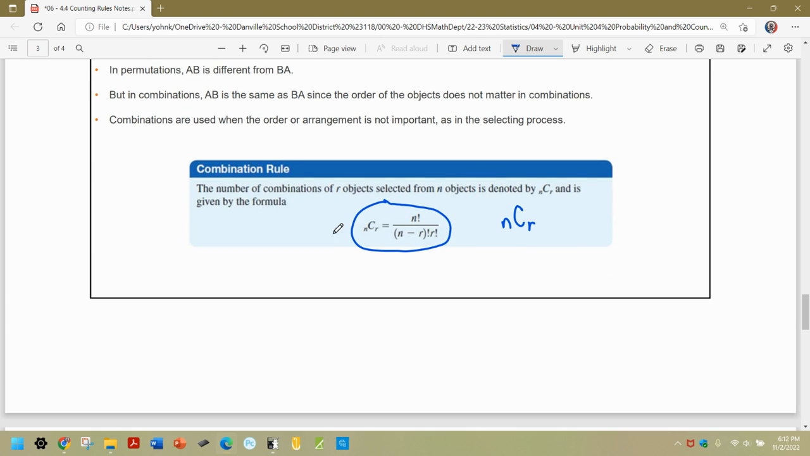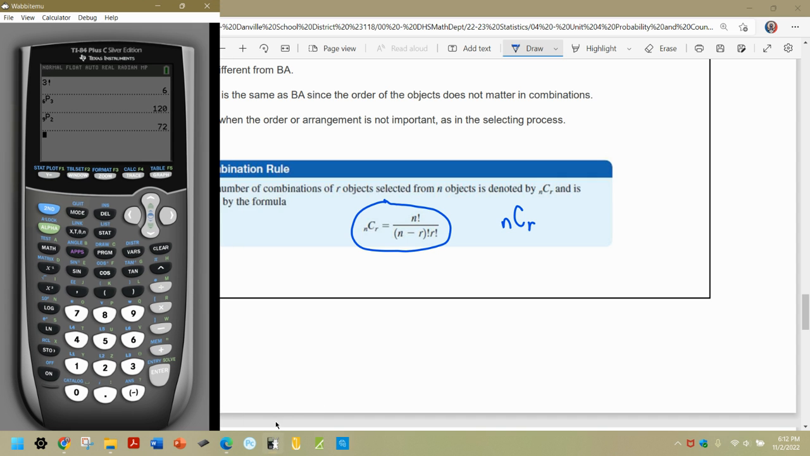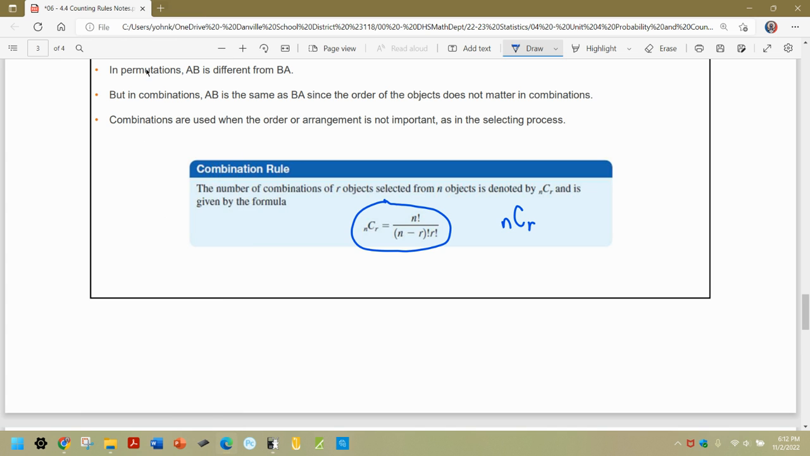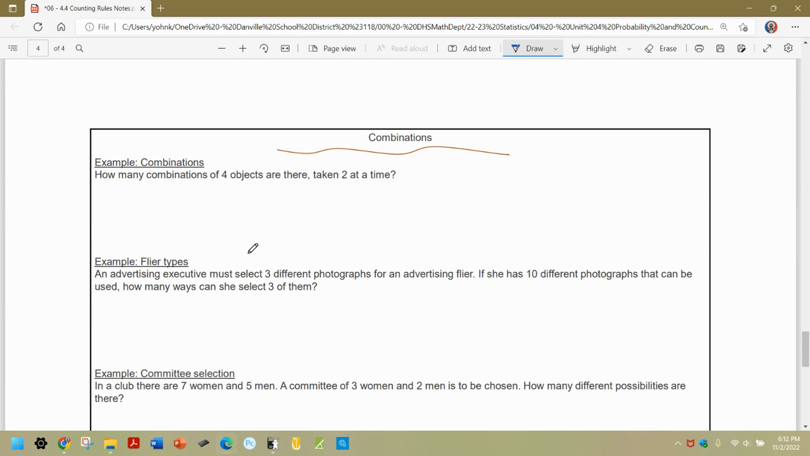Notice the formula for nCr has all those factorials in it, but it's got a new factorial in the bottom. There's a second one in the bottom. But kids, guess what? There's an nCr button right on your calculator underneath the nPr button. So you get to use the calculator again. So let's take a look and see how we do these.